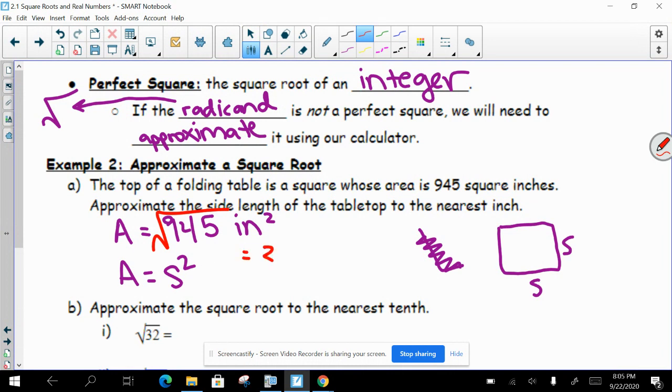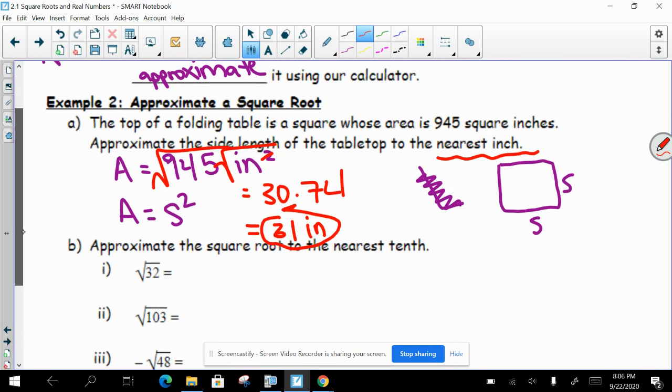So this is equal to 30.74. However, we do have to pay attention to rounding directions. It says to approximate the length to the nearest inch. So the nearest inch would be the ones place, so this would end up being 31. And then just inches, not inches squared anymore. Because when you take the square root of inches, then the square root cancels with the square, and then you just get inches for your units. Also, length is just one-dimensional, while area is two-dimensional, hence the unit being squared.